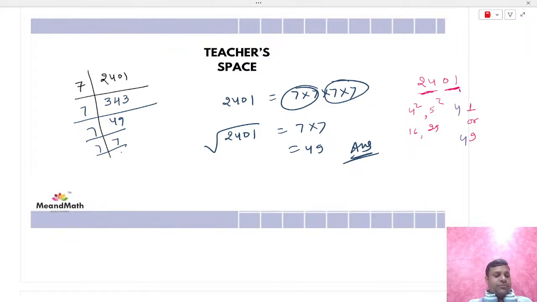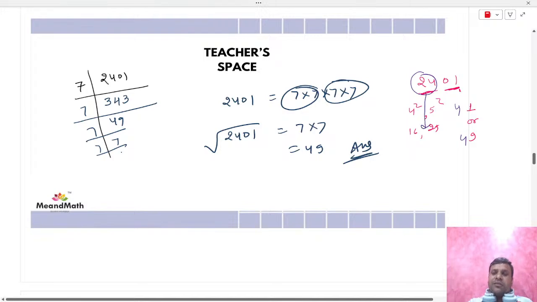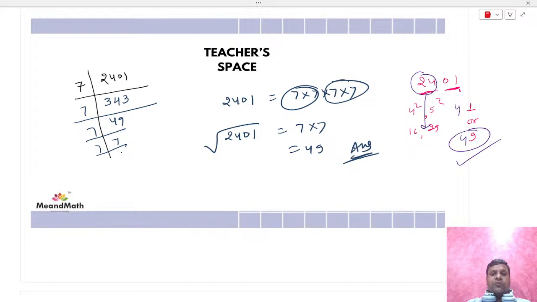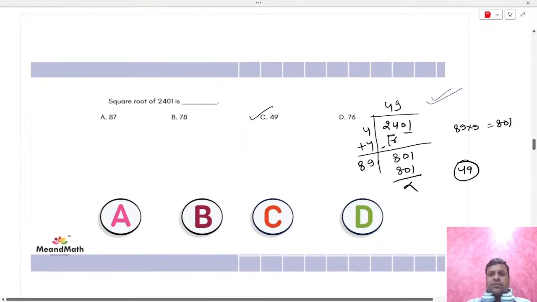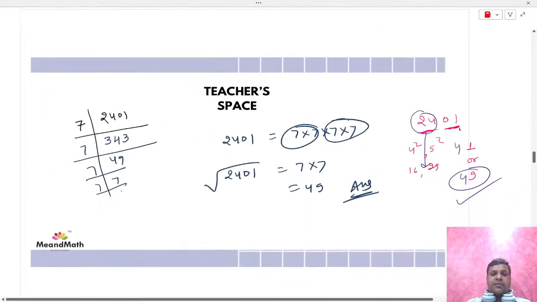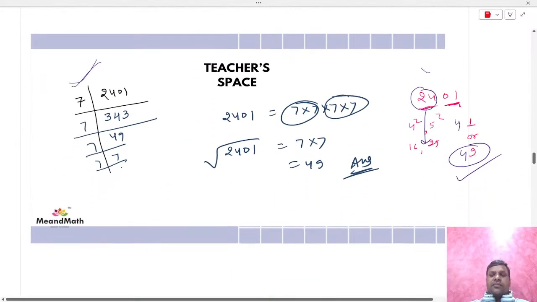We have to choose between 41 and 49. Then we check that 24 is nearby with 16 or 25. 24 is nearby with 25. So the answer is 49. Okay. So these are all three methods in this A1 question. The first method is long division, the second method is prime factorization, and the third method is approximation.